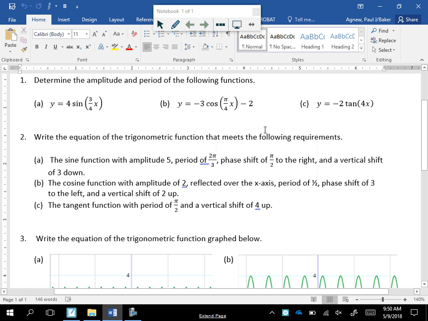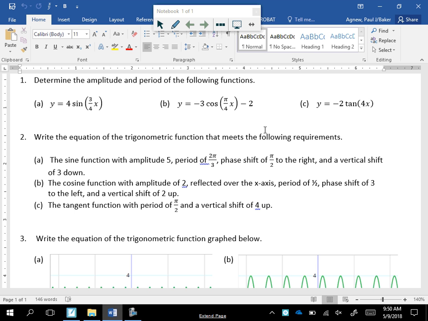All right, so looking at this class starter today, I think a lot of this is going to assist you with those questions at the end of your project. On those questions, you're going to have to identify the period and the amplitude from equations. You're going to have to write the equation from a verbal description like in number 2, or from a graph like in number 3.